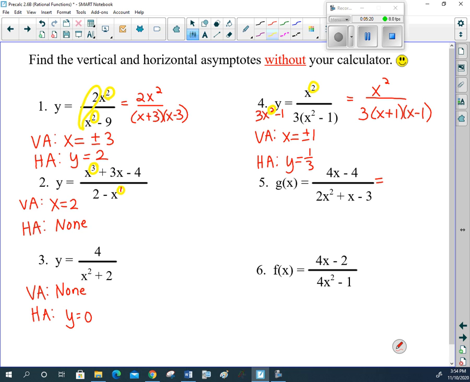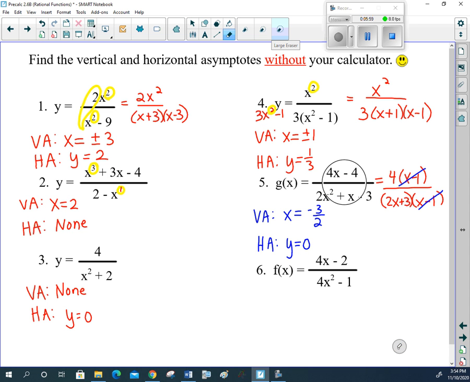Okay, number 5, we're going to factor that. Factor the denominator: 2x plus 3 and x minus 1. So now this right here is a hole, x minus 1. If it's a hole, it can't be a vertical asymptote. So we only have one vertical asymptote, and that's at x equals negative 3 over 2. We have a horizontal asymptote at y equals 0: degree 1 on top, degree 2 in the denominator, so 1 is less than 2, so that's always y equals 0.